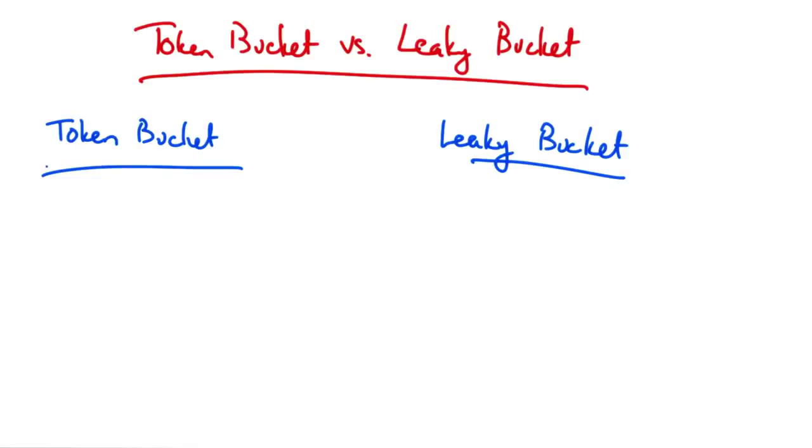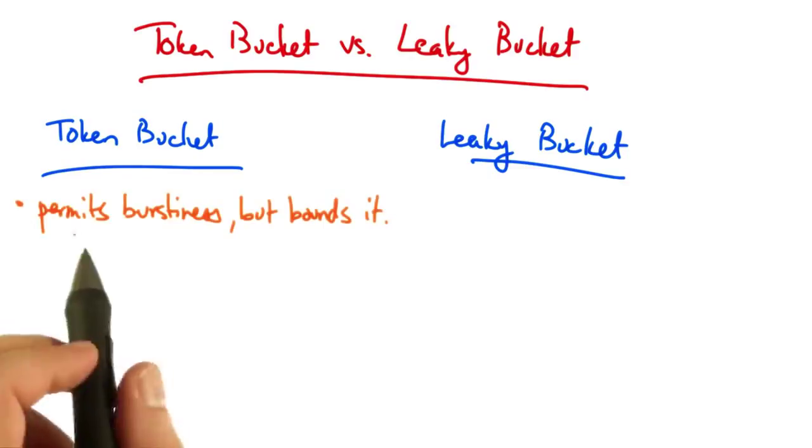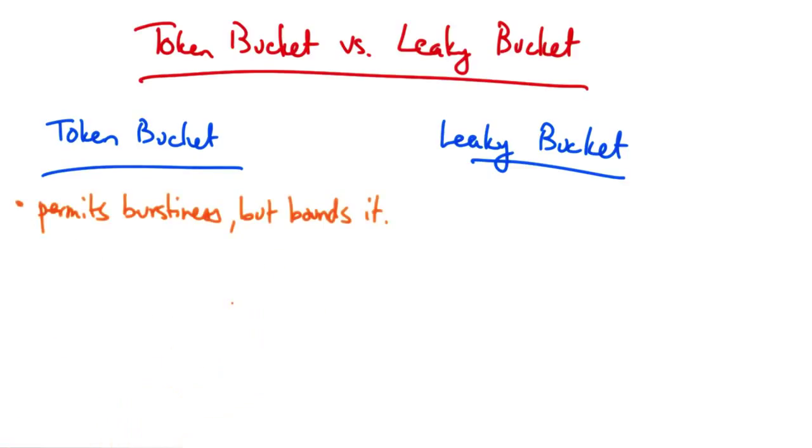Let's compare the difference between a token bucket and a leaky bucket. A token bucket permits traffic to be bursty, but it bounds it by the rate rho. On the other hand, a leaky bucket simply forces the bursty traffic to be smoothed.